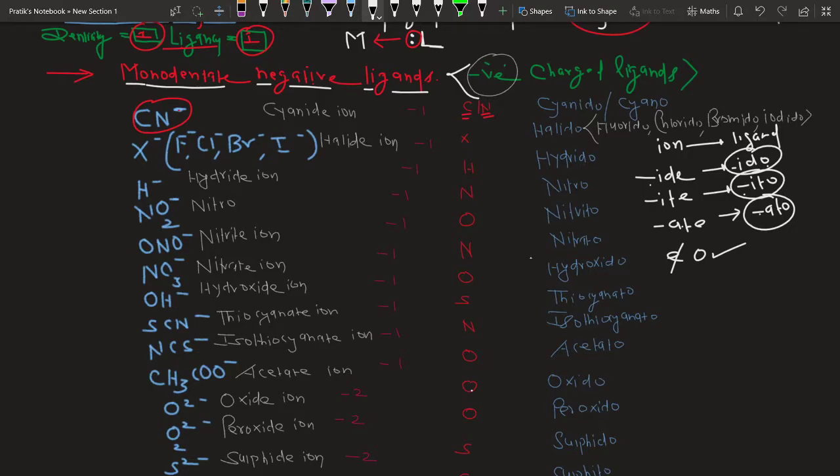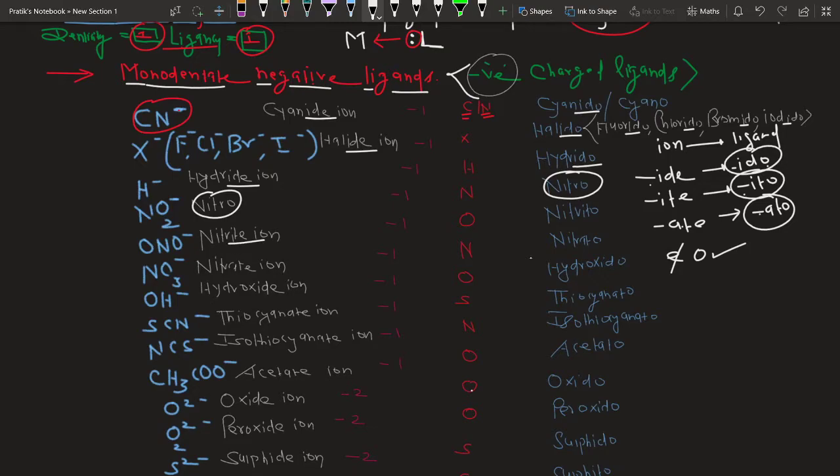So when I'm saying cyanide, the actual name cyanide becomes cyanido. Halide forms halido, so it will be fluorido, chlorido, bromido, iodido. Hydride becomes hydrido. There is no change in the name of nitro as it does not contain suffix e.